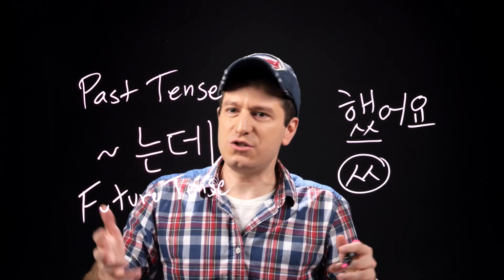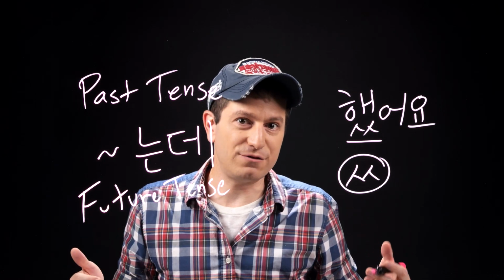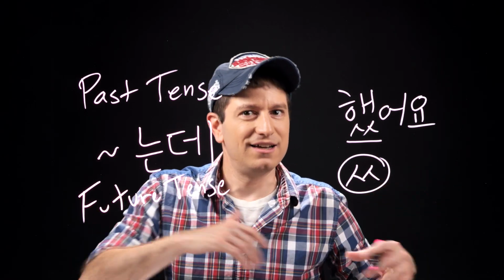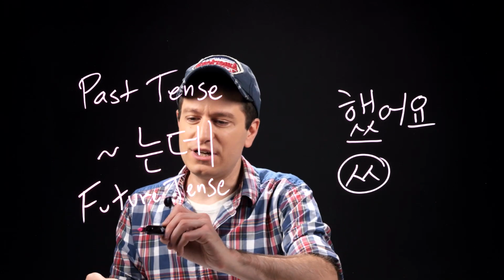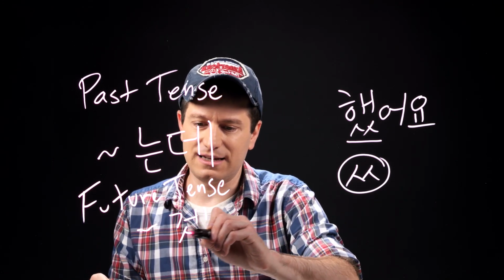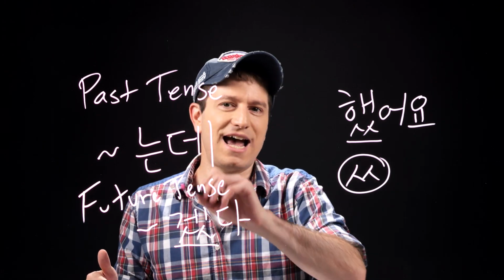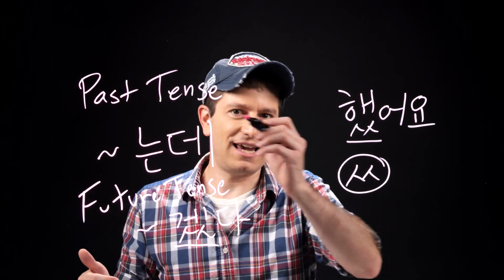For future tense, you can either use the 것이다 form, like 할 거야, for making the future tense form and simply attach 는데, or you can use the 겠다 ending, get the stem, attach 는데, 겠는데, and you're done.